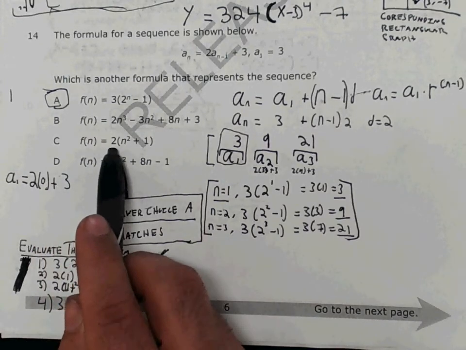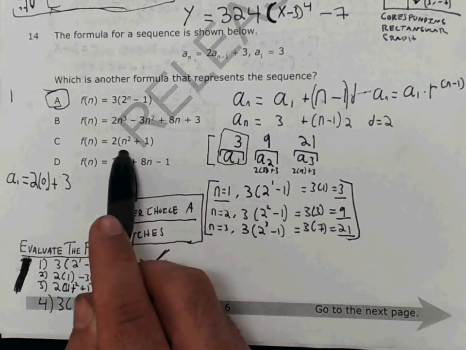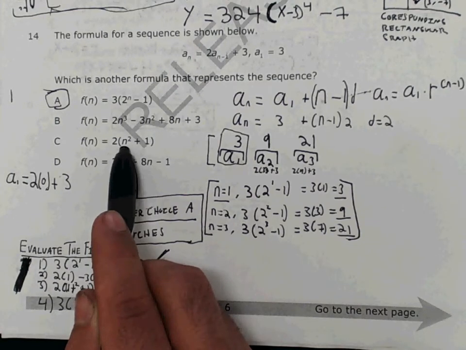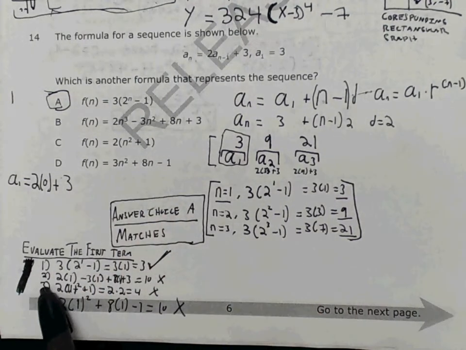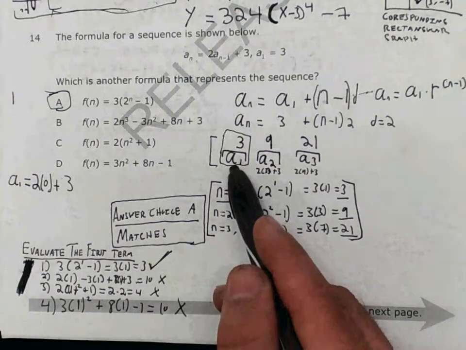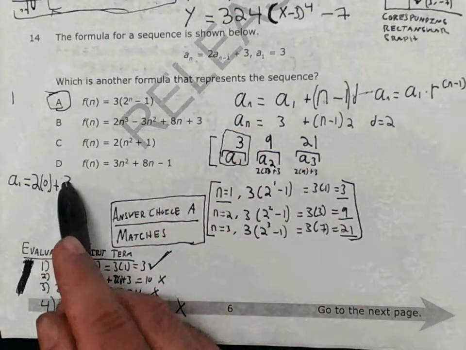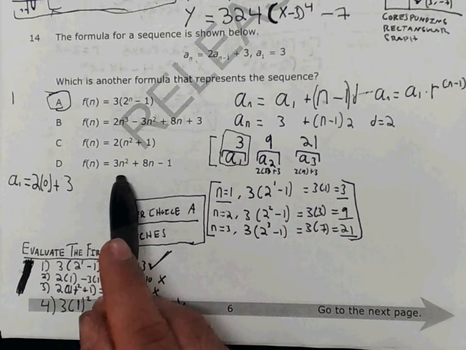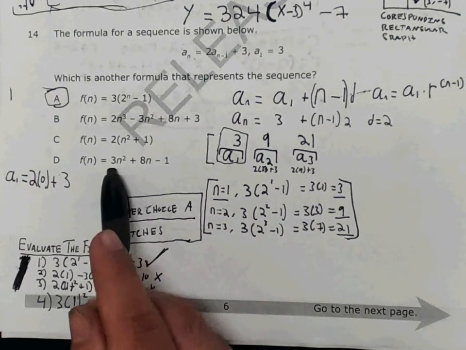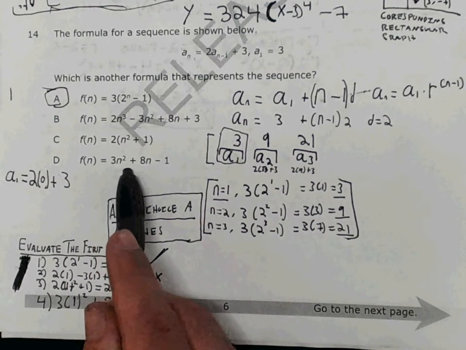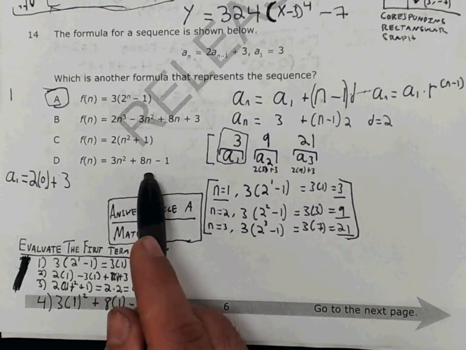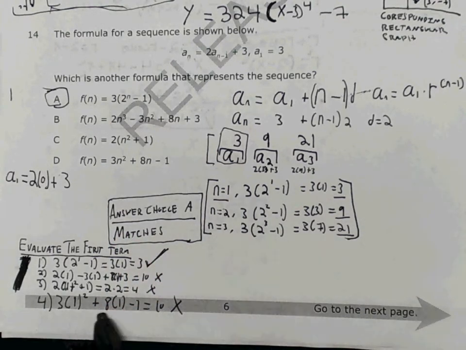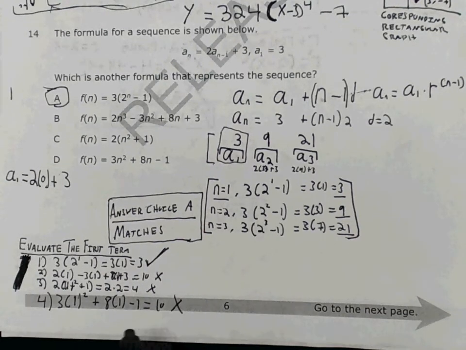Option C, 2 times (n squared plus 1). Well, when n is 1, n squared is 1 squared, which is 1, plus 1 is 2. 2 times 2 is 4. So for option C, a_1 is equal to 4, which is not equal to 3, so that does not match the sequence. And for option D, D is 3n squared plus 8n minus 1. Well, 3 times 1 squared is just 3, plus 8 times 1 is 8. So 3 plus 8 is going to be 11, minus 1 is 10. So for option D, a_1 is 10.